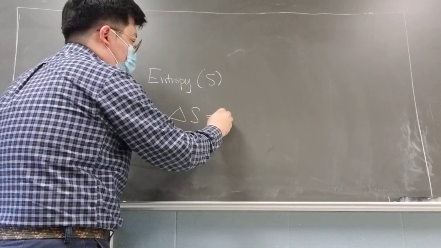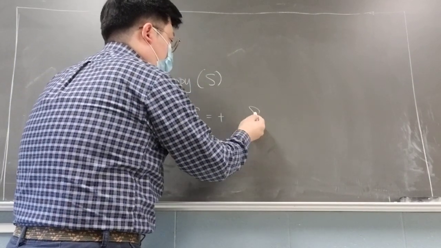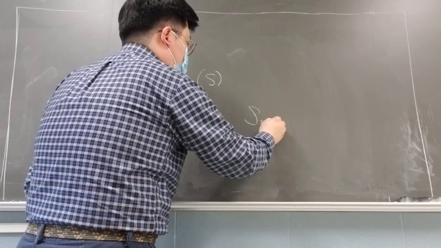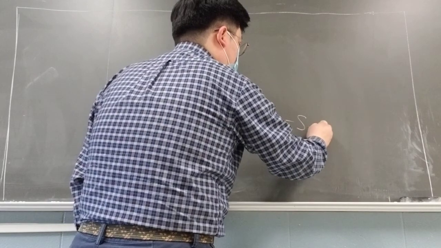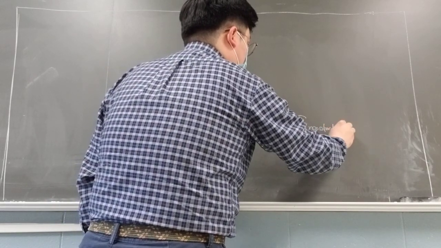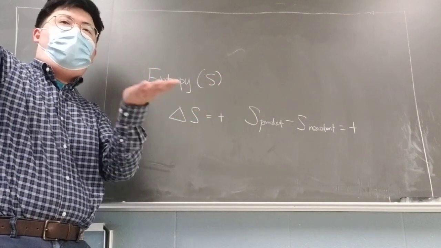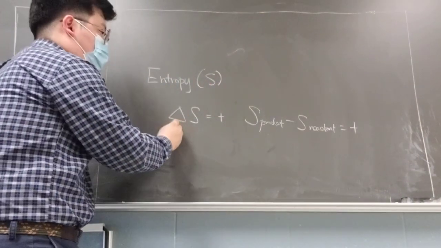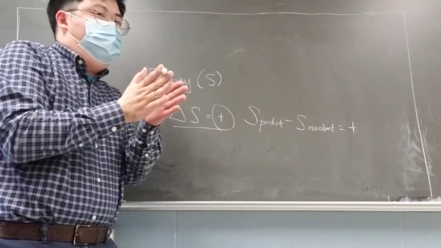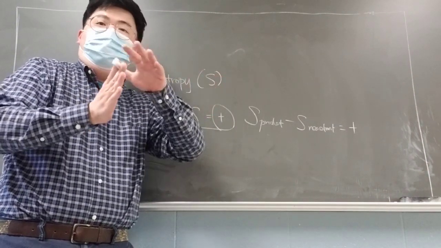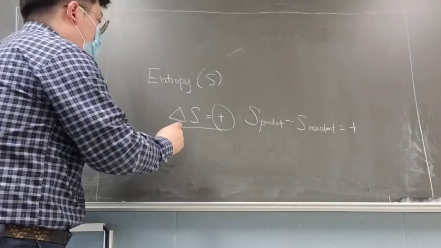If the change in entropy is positive, it's your products minus reactants, meaning your entropy has increased after the chemical reaction. That's how you get a positive number for the change in entropy. So after the chemical reaction, you have more disordered products than the reactants.